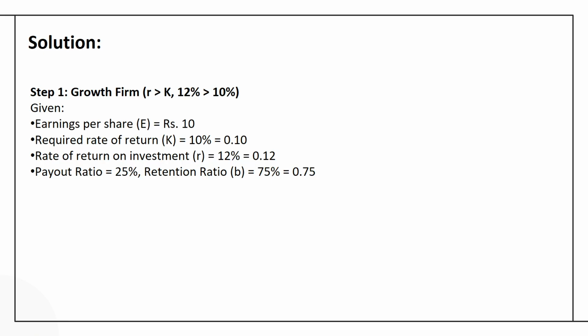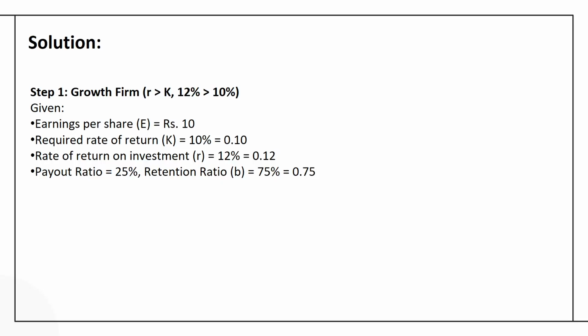Let us start with step number 1, where the growth firm has r greater than k, that means 12% is greater than 10%, that is the capitalization rate. Here in our problem, the earning per share is 10, and the required rate of return, that is the capitalization rate, is 10%, or we can also say 0.10.